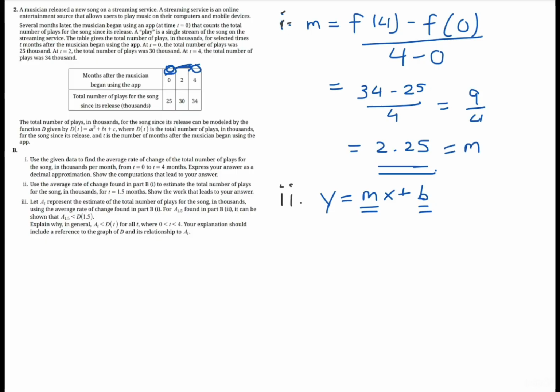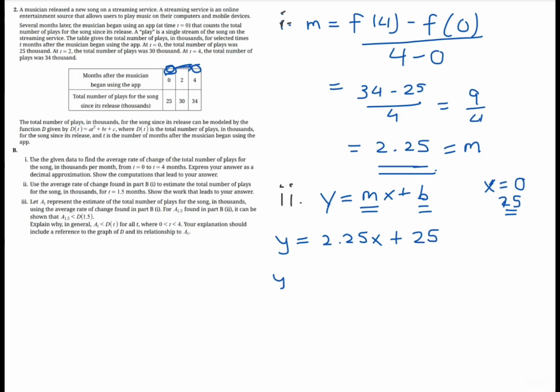This is our m, which we already found, and b is the y-intercept, and y-intercept is the output when x is equal to 0. So when x is equal to 0, which means when t is equal to 0, we have the output as 25. So my final equation would look something like y is equal to 2.25 times x plus b, which is a y-intercept, which is 25. Now I'm supposed to find out t is equal to 1.5.